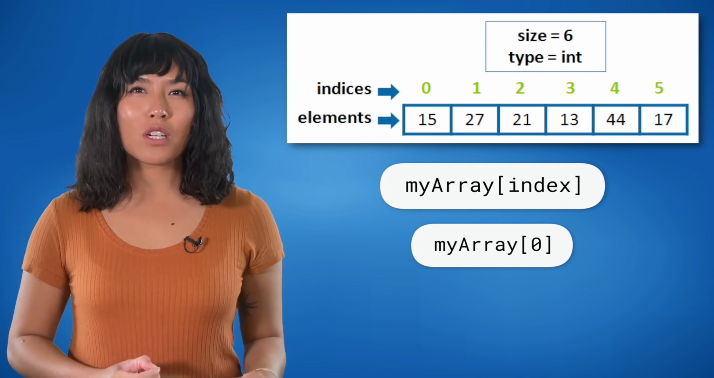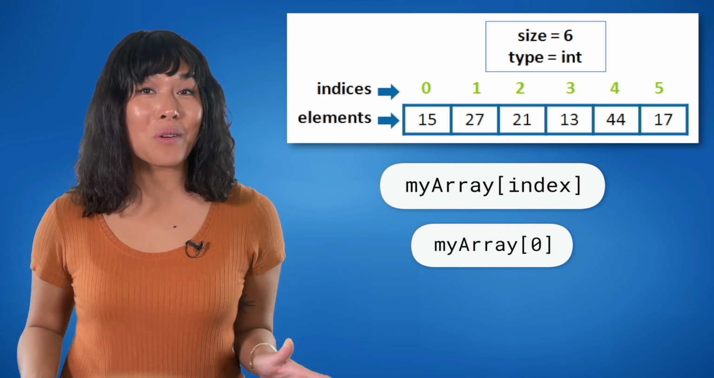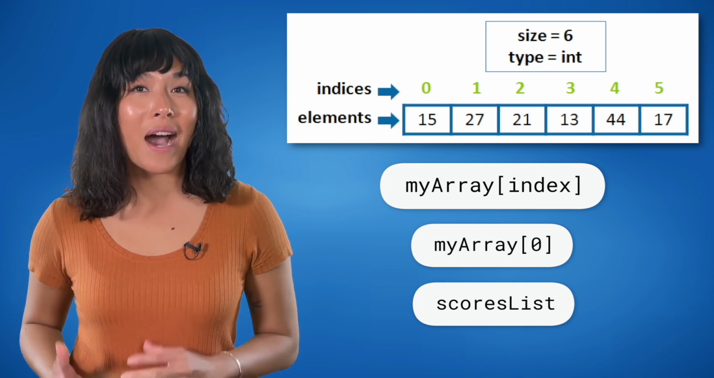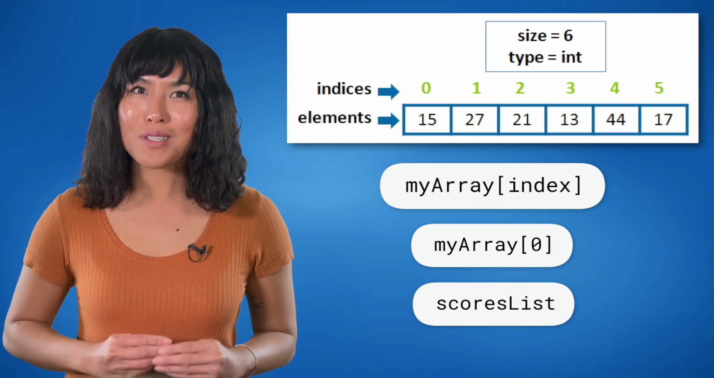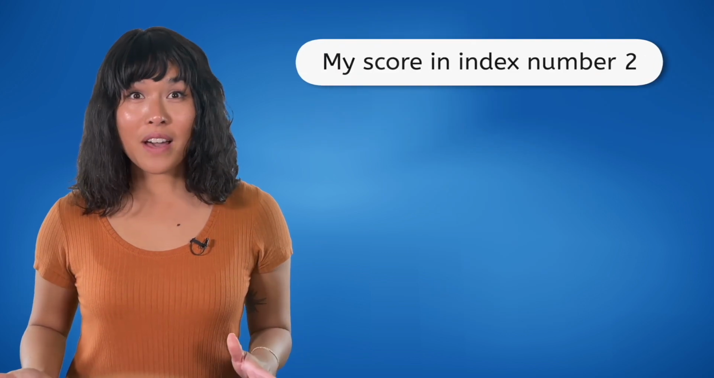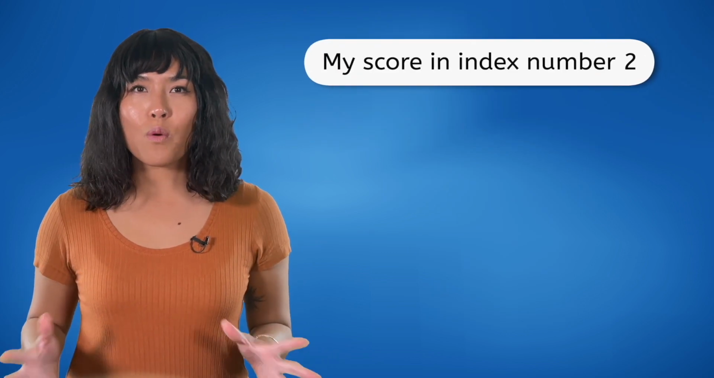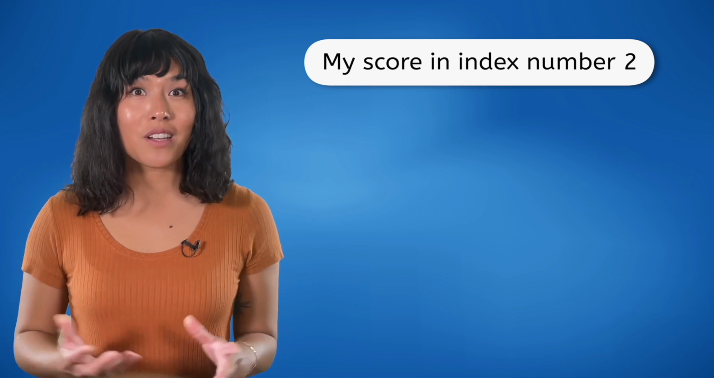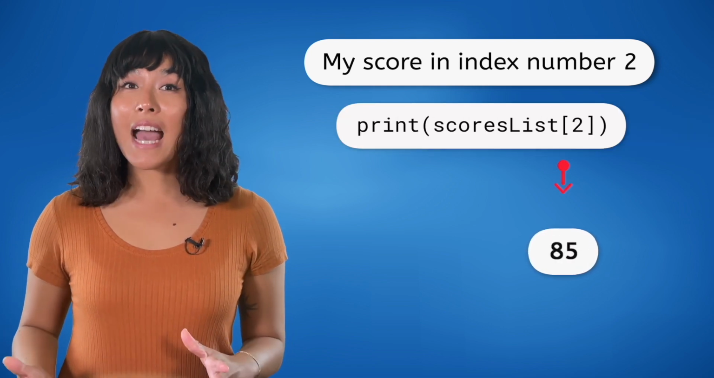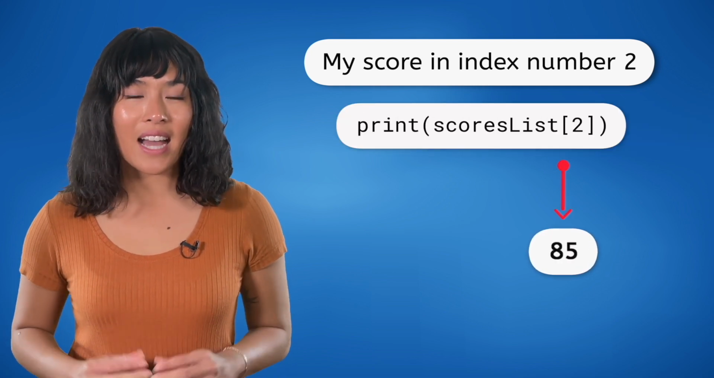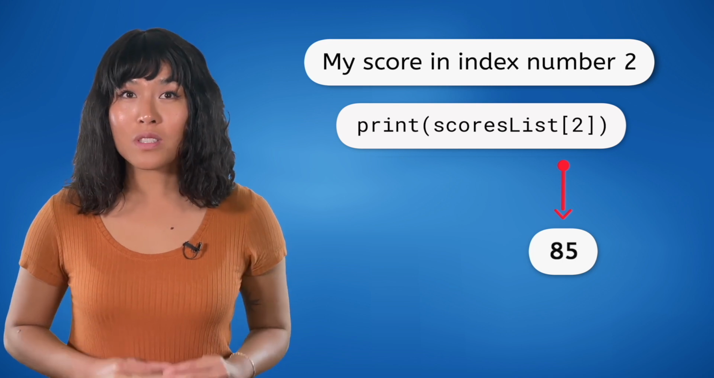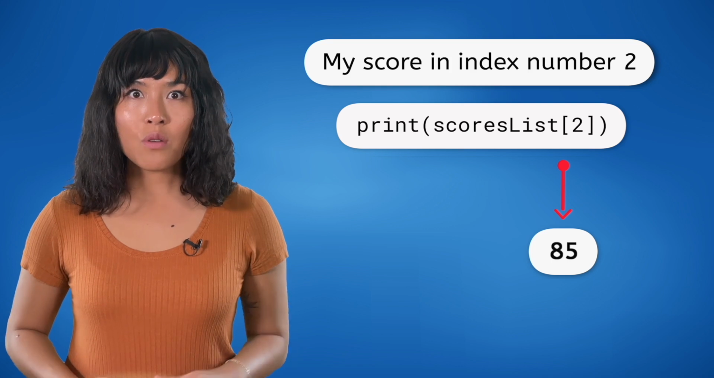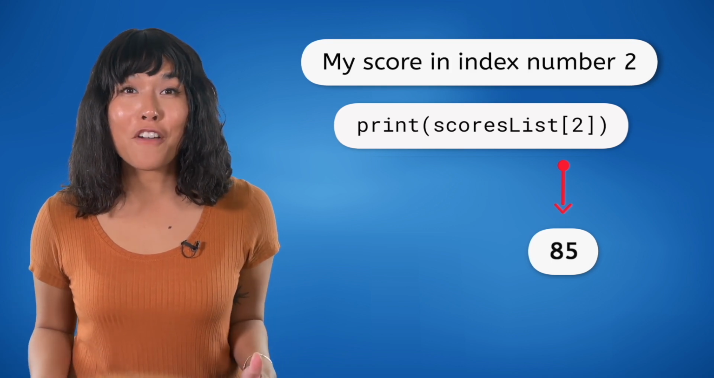Let's use what we've learned about index values to try a coding example. For this task, we have an array of test scores from a piloting exam named scores_list. I don't have access to all of the scores in the array, but when I took my pilot exam, I was assigned index number 2, so I could check my score. In order to access my score from this array, I can simply type print(scores_list[2]) in order to get the value of my score. Oh no, I missed the passing mark by 5 points.